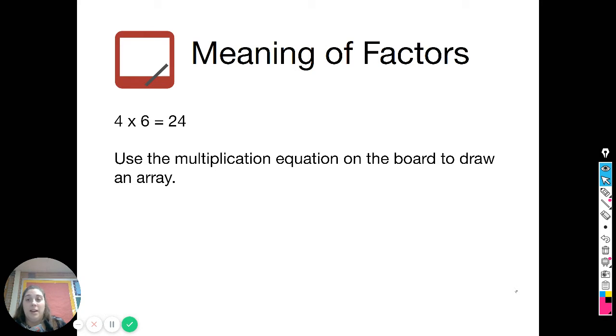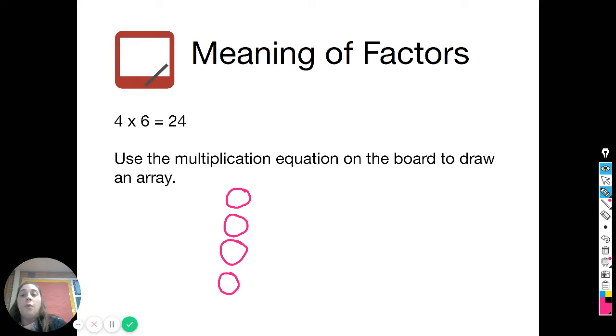Let's talk about the meaning of factors. So first, we have this equation: 4 times 6, or 4 groups of 6, equals 24, okay? I'm going to use this multiplication equation on the board here to draw an array. You can write along with me on your whiteboards if you'd like, but make sure that you're watching as I'm doing it. I know I have 4 groups or 4 rows. So I'm going to make the beginning of each of my rows. 1, 2, 3, 4.